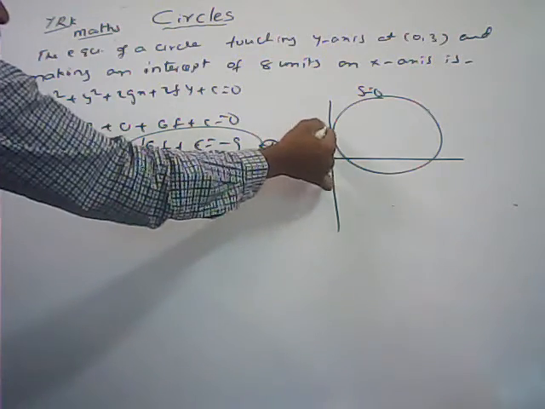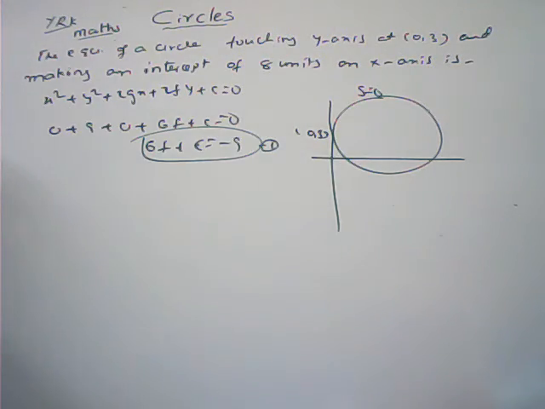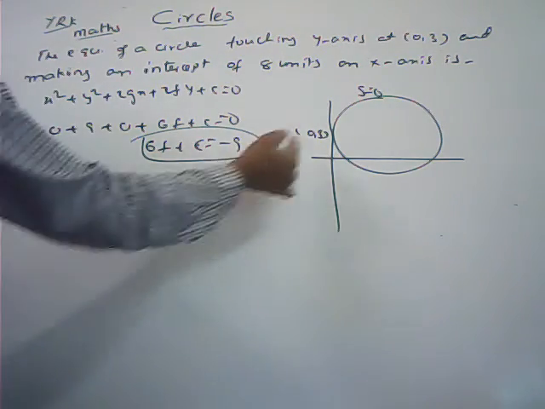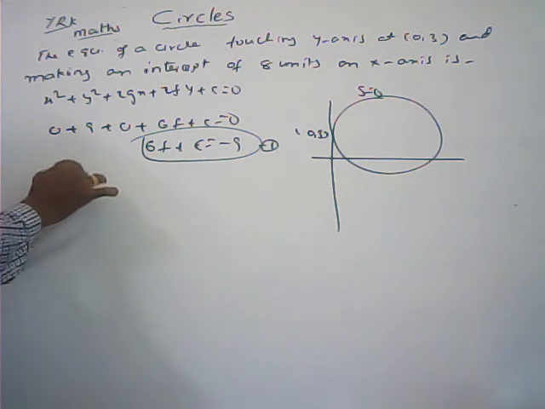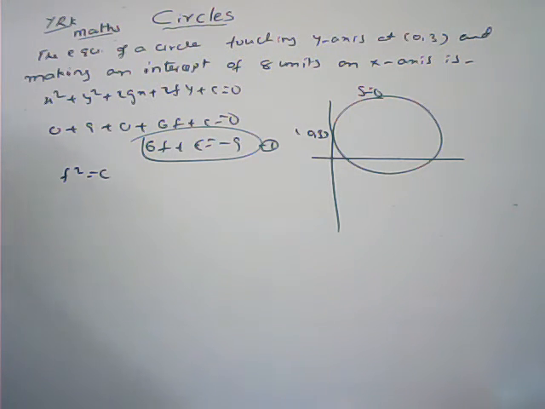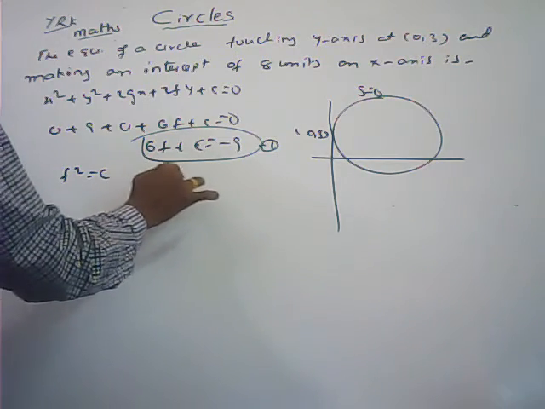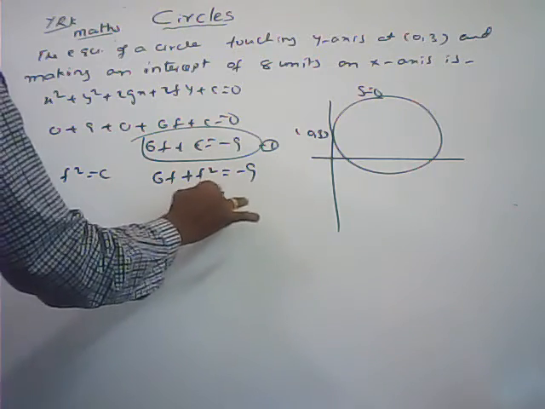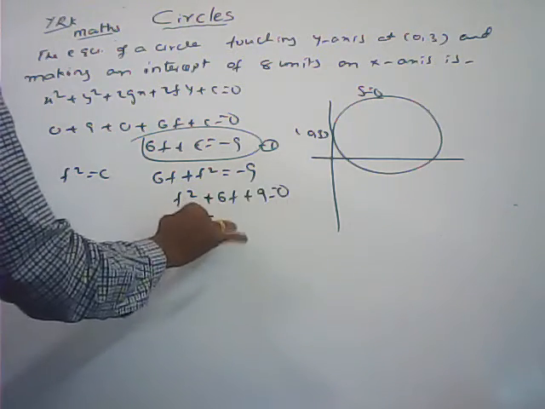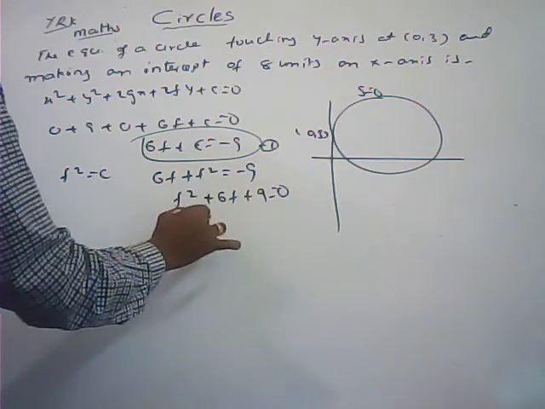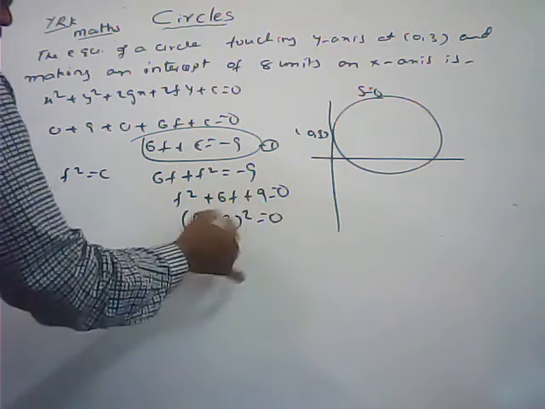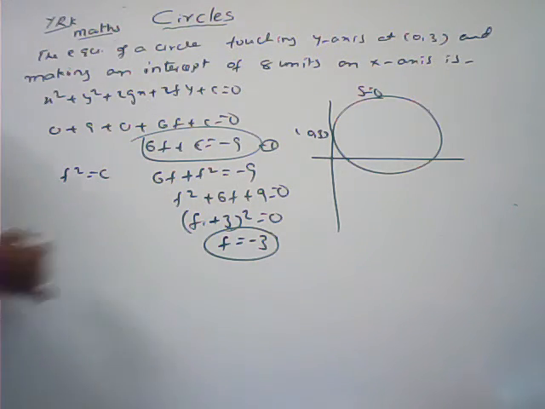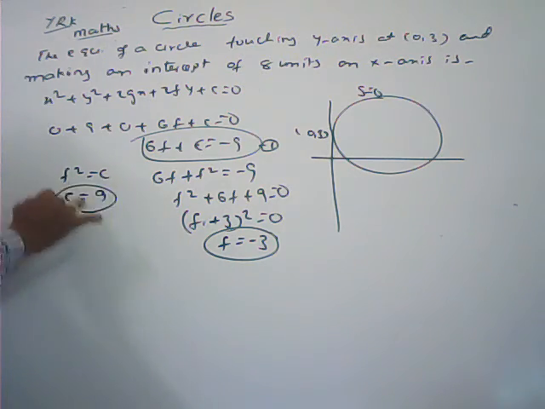And what if it touches the y-axis? Just now I told you different forms of the equation of the circle. If it touches the y-axis, f² = c. And here, in the place of c we can write f², so 6f + f² = -9, or f² + 6f + 9 = 0. This is a perfect square, (f + 3)² = 0, which means f = -3. If f = -3, c = 9.